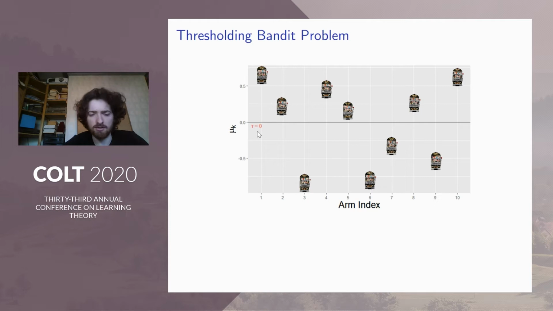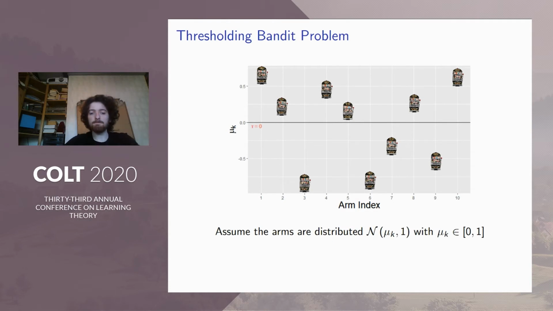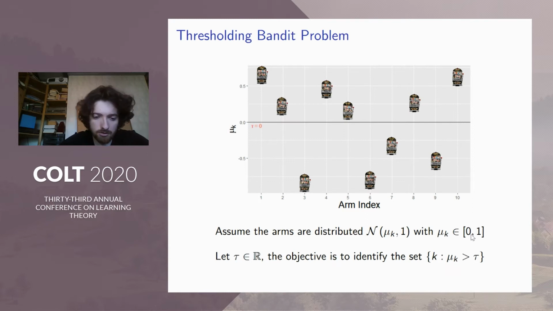In this example, we take tau equal to 0. We do this without loss of generality, and we'll be taking tau equal to 0 in all the examples during this presentation. For simplicity, we're going to assume the arms are normally distributed with mean mu k and variance 1, and we'll assume that for all k, mu k exists in the interval [0, 1]. And then as mentioned, the learner is given some threshold tau, and their objective is to identify the set of k such that mu k is greater than tau. So identify the set of arms who have a mean greater than tau.